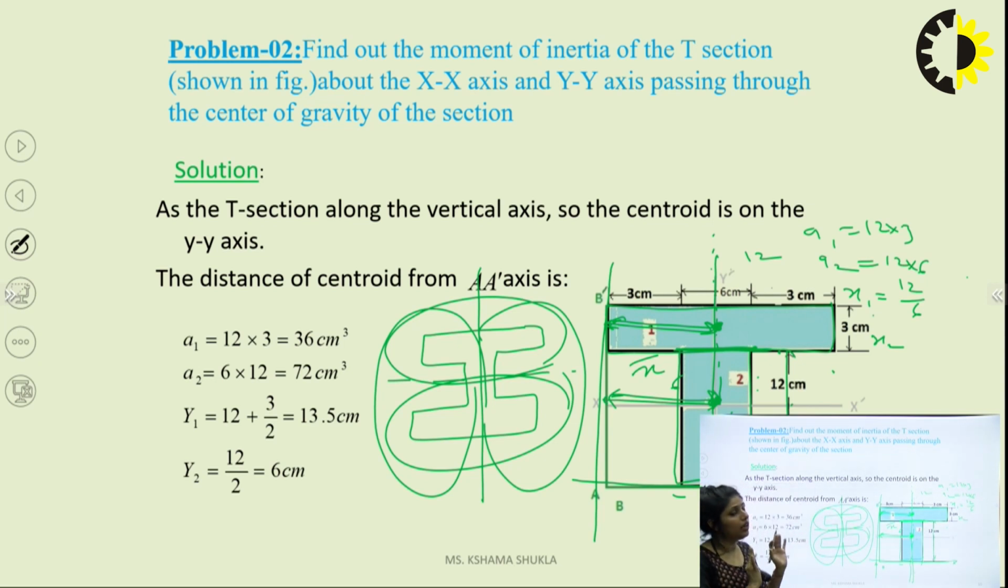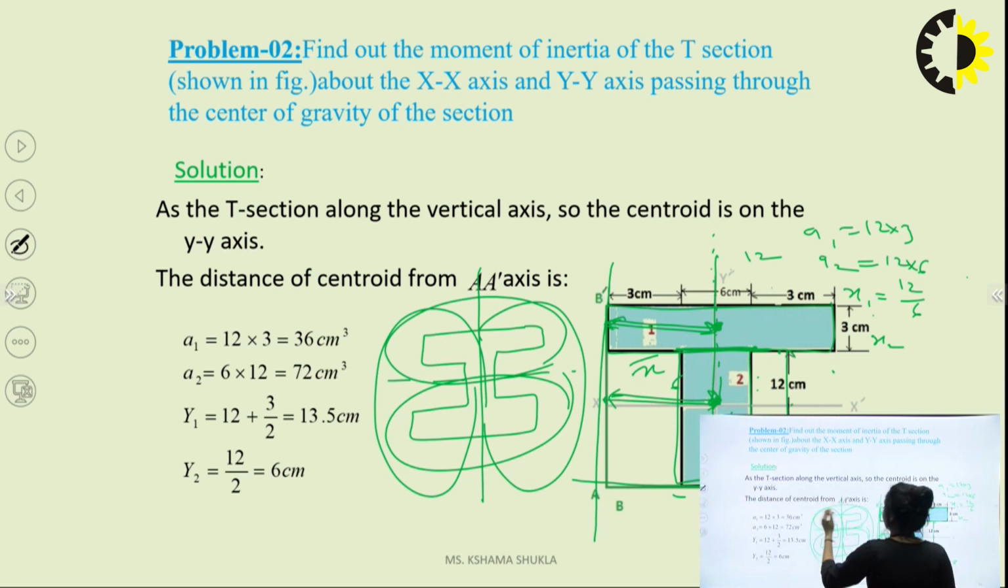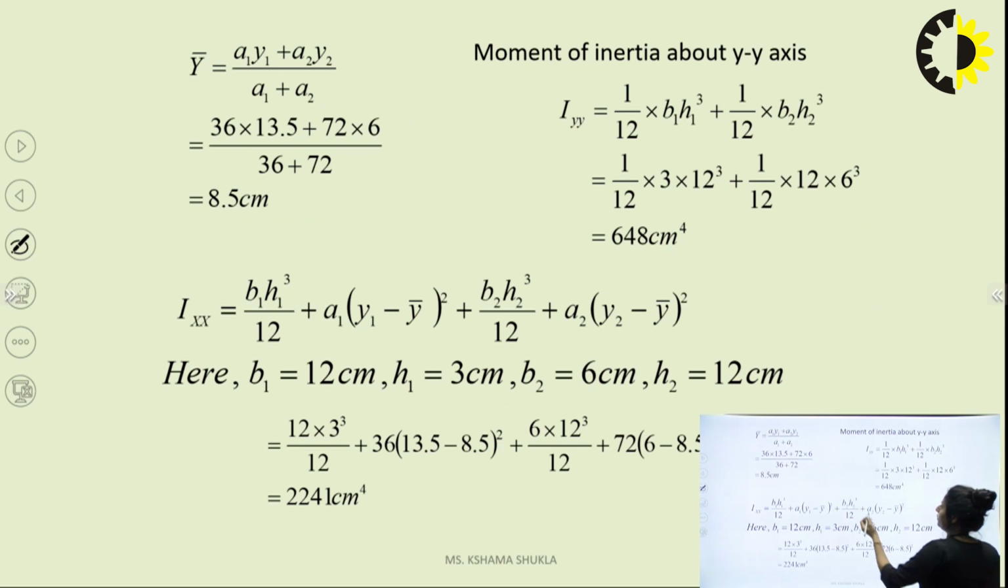That means left portion equal to right portion, that means it is symmetrical about the y-axis. If the bottom portion is equal to the top portion, I can say that it is symmetrical about the x-axis, okay. So if I section, I'll make a symmetrical section. I simply say that, see, it is a symmetrical section.